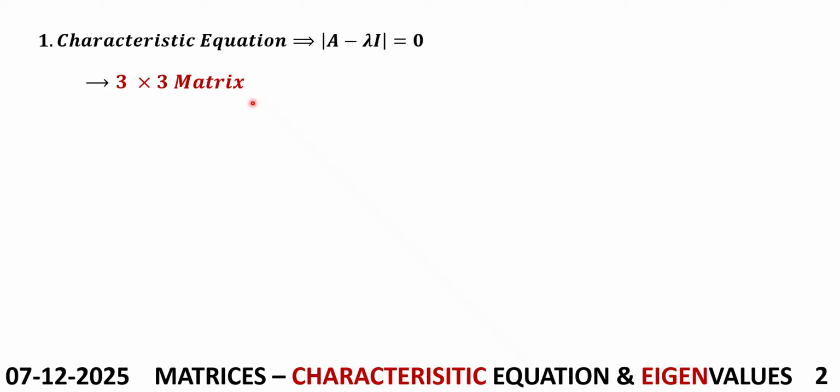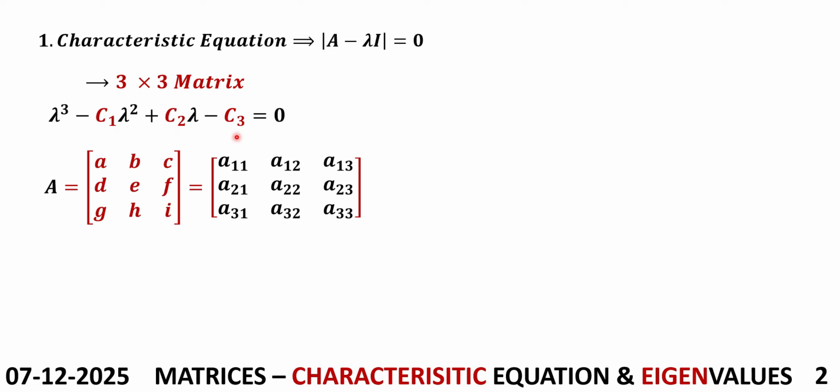For a 3x3 matrix, let us see how to write the characteristic equation, which is given as lambda cube minus C1 lambda square plus C2 lambda minus C3 equal to 0. Let us see how to find out the values of C1, C2 and C3. So for a given matrix A, let us consider a, b, c in the first row, second row d, e, f, and g, h and i.